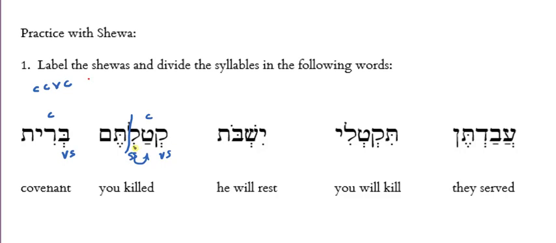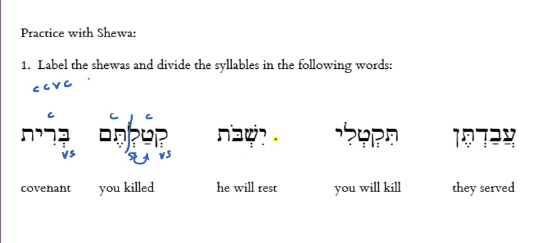Katal, no sound, katal, and then I have tem, consonant, vowel. Now don't divide there yet because you've got a closing consonant. So consonant, vowel, consonant, that's closed. How many vowels do I have? Remember, vocal Shiva is not a vowel. I only have one, pathak, two, sagol, two vowels, so I should have two syllables, and the one line divides this into the two syllables. Katal, tem, you killed. I told you Hebrew is a violent language, didn't I?